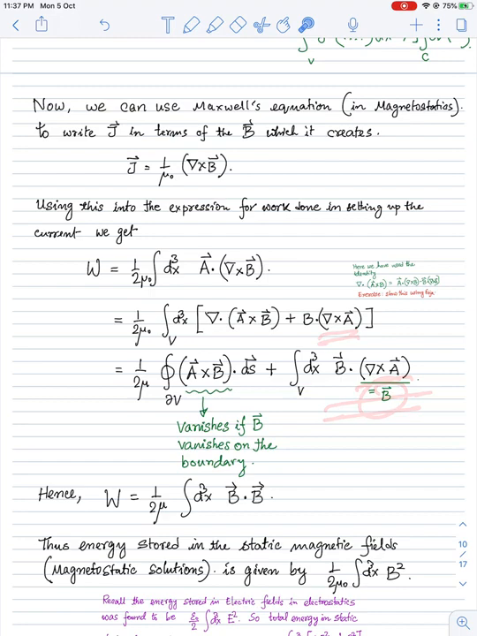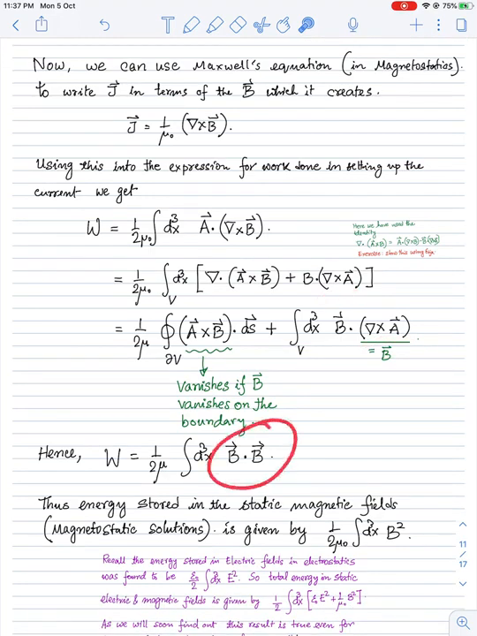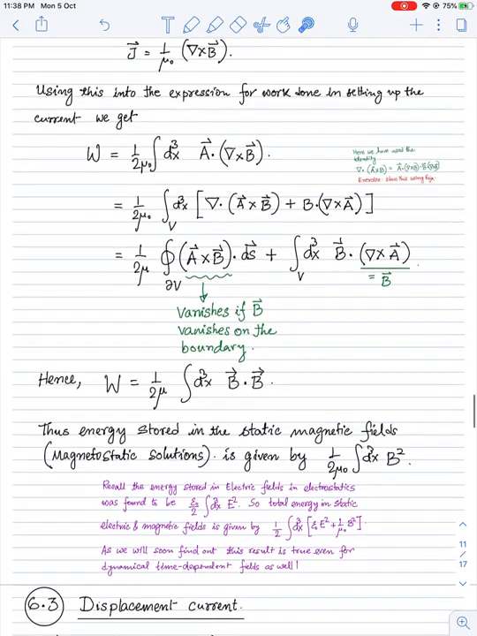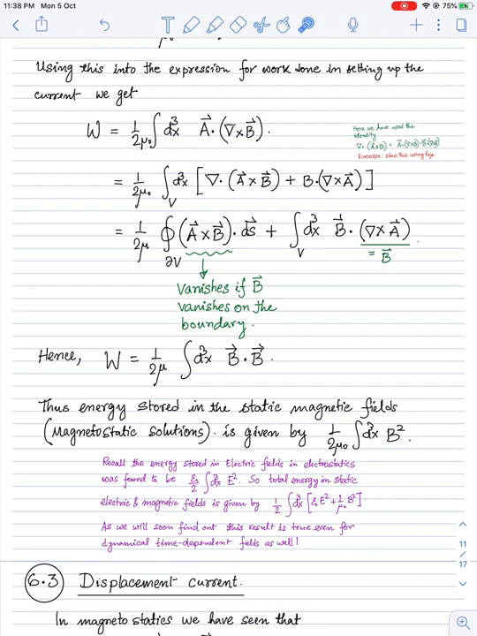Whereas in this other term, you see this becomes B dot curl of A, and curl of A is B again by definition. So this just becomes B squared. So the total work done in the magnetostatic fields as well is given by B squared. You remember for electrostatics, the work done, or the energy stored in the electric fields, was given by E squared, and the energy stored in the static magnetic fields is also given by B squared.